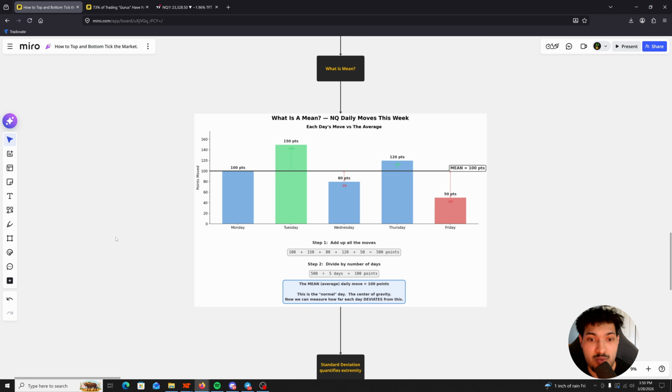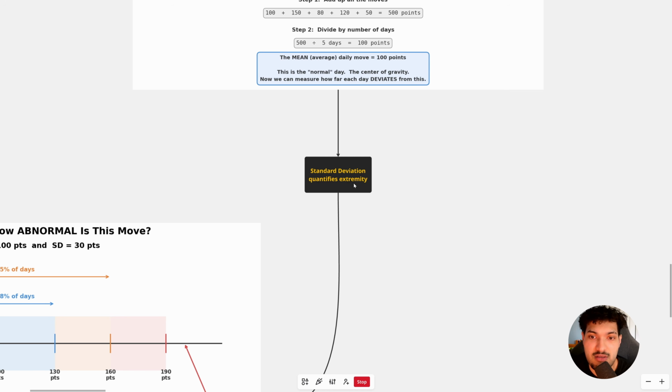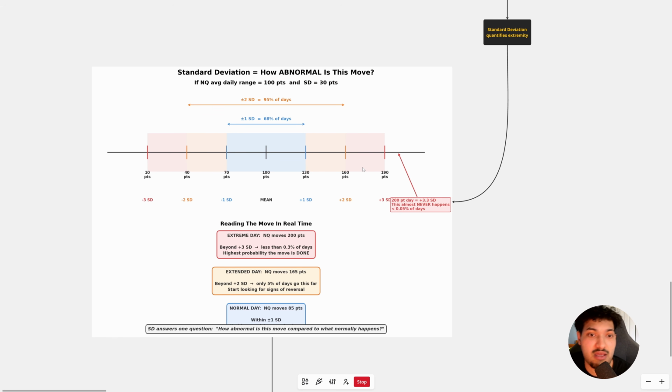In this case, we did the thought experiment where we measure a week's worth of daily movement on NASDAQ and find the average. We can see that on average, NASDAQ moves 100 points. Standard deviation, like I said, quantifies how extreme something is, the abnormality or the extremity of a data set. I have another visual here explaining this question of how abnormal a move is. And this is just a beautiful picture. I'm here to explain this to you guys.